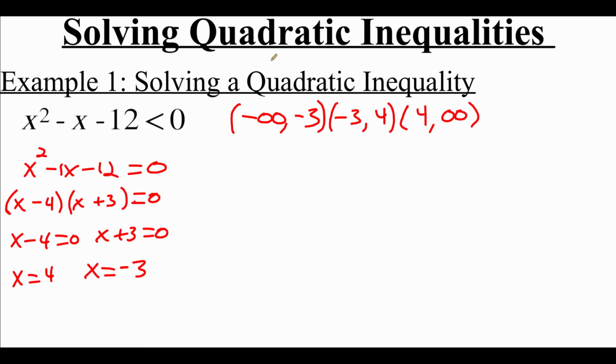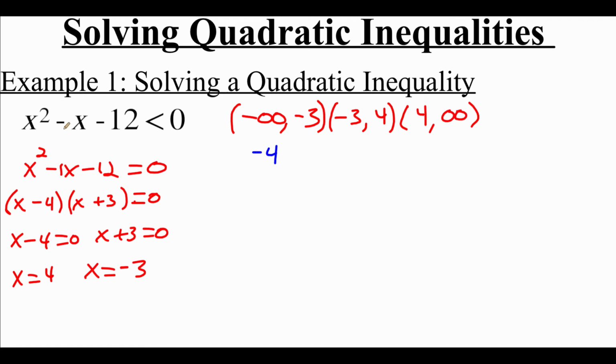So in order to do that, what we're going to do is pick a test value from each interval and plug it into our original expression here to see if we get a positive result or a negative result. So I'm going to start in this first interval. We need to pick a number that's between -infinity and -3. So something like -4 would work.